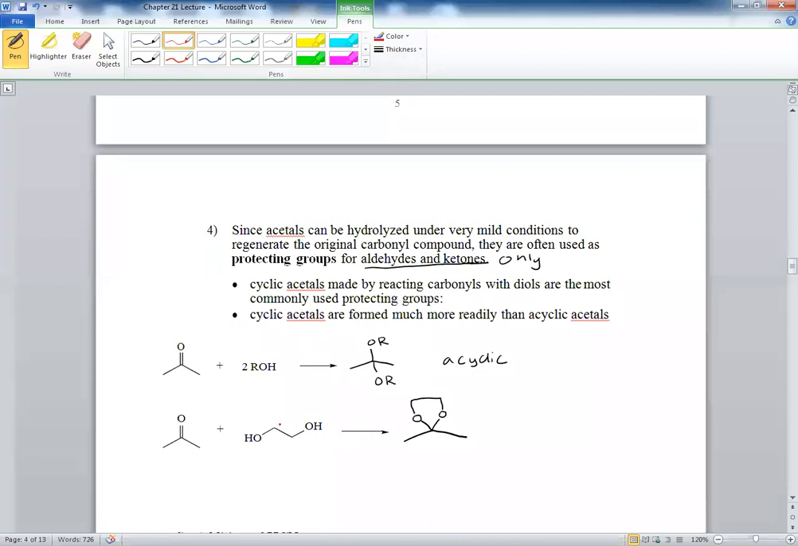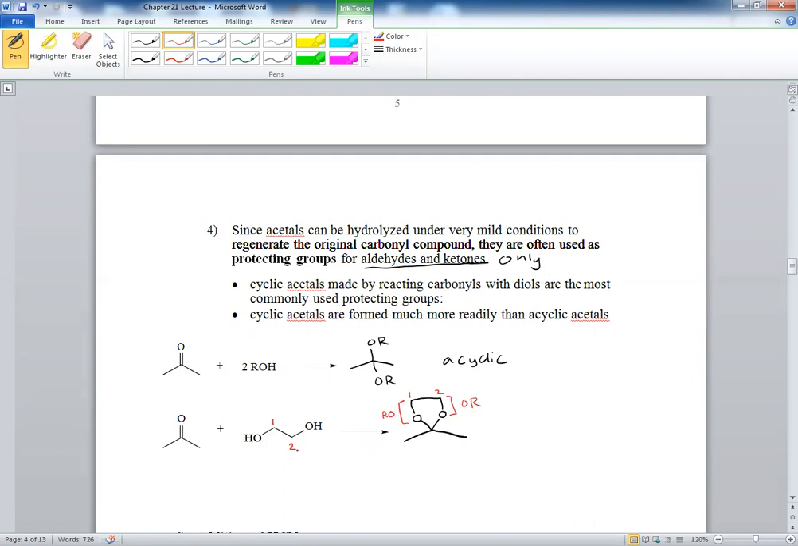I'm going to number this as 1 and 2. So here's 1 and 2. And if you notice, what's happening is each oxygen is basically an OR, and this also is an OR. But it's cyclic.